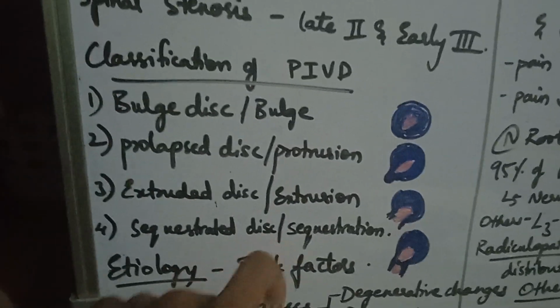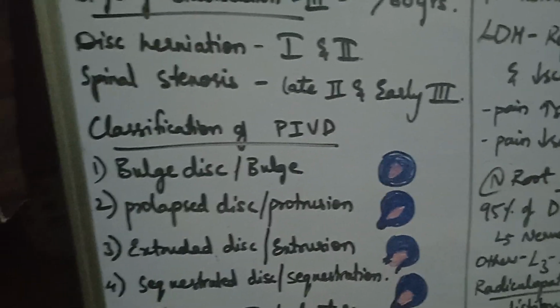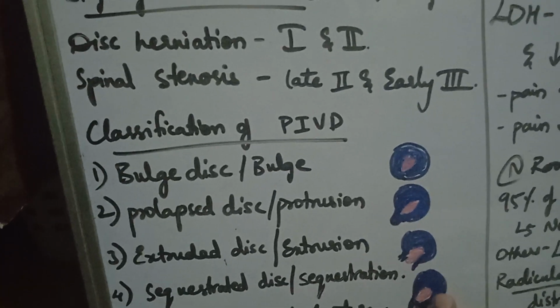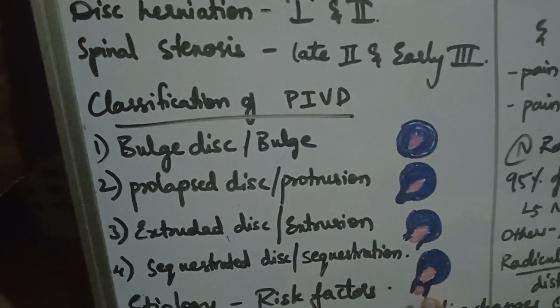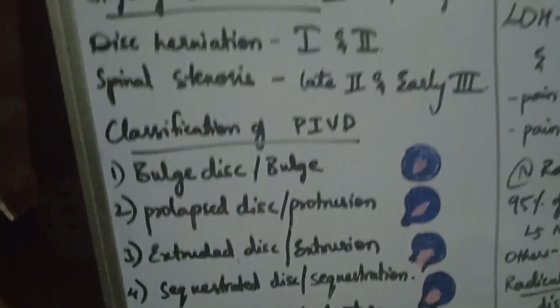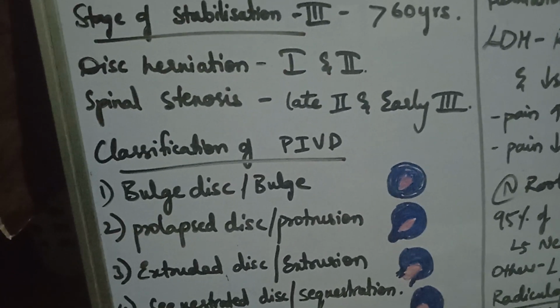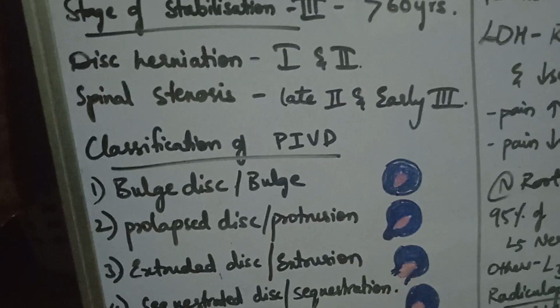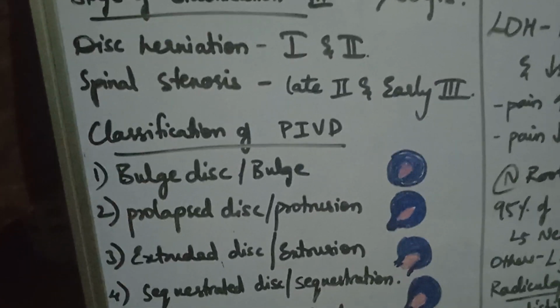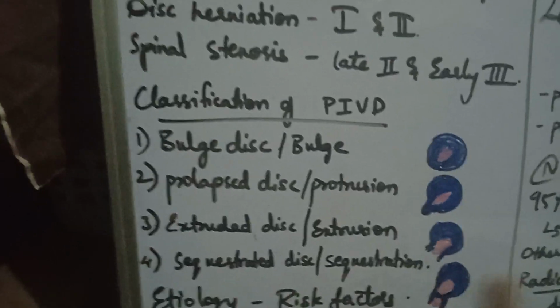And last stage is the sequestration. There is no contact between the mother or the parent disc as well as this new disc. So here the nuclear matter has been separated from the disc itself and potentially migrates. There is no contact with the disc.